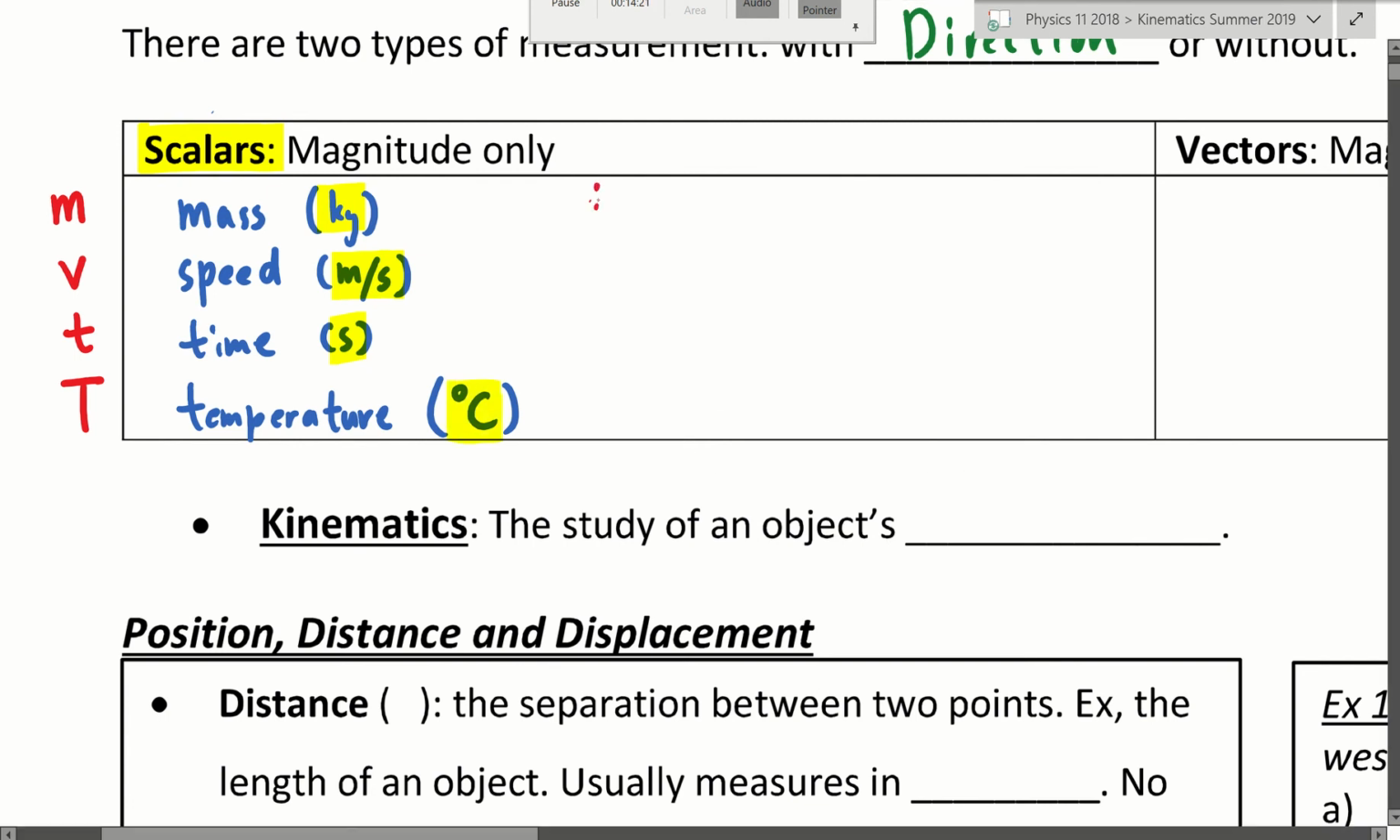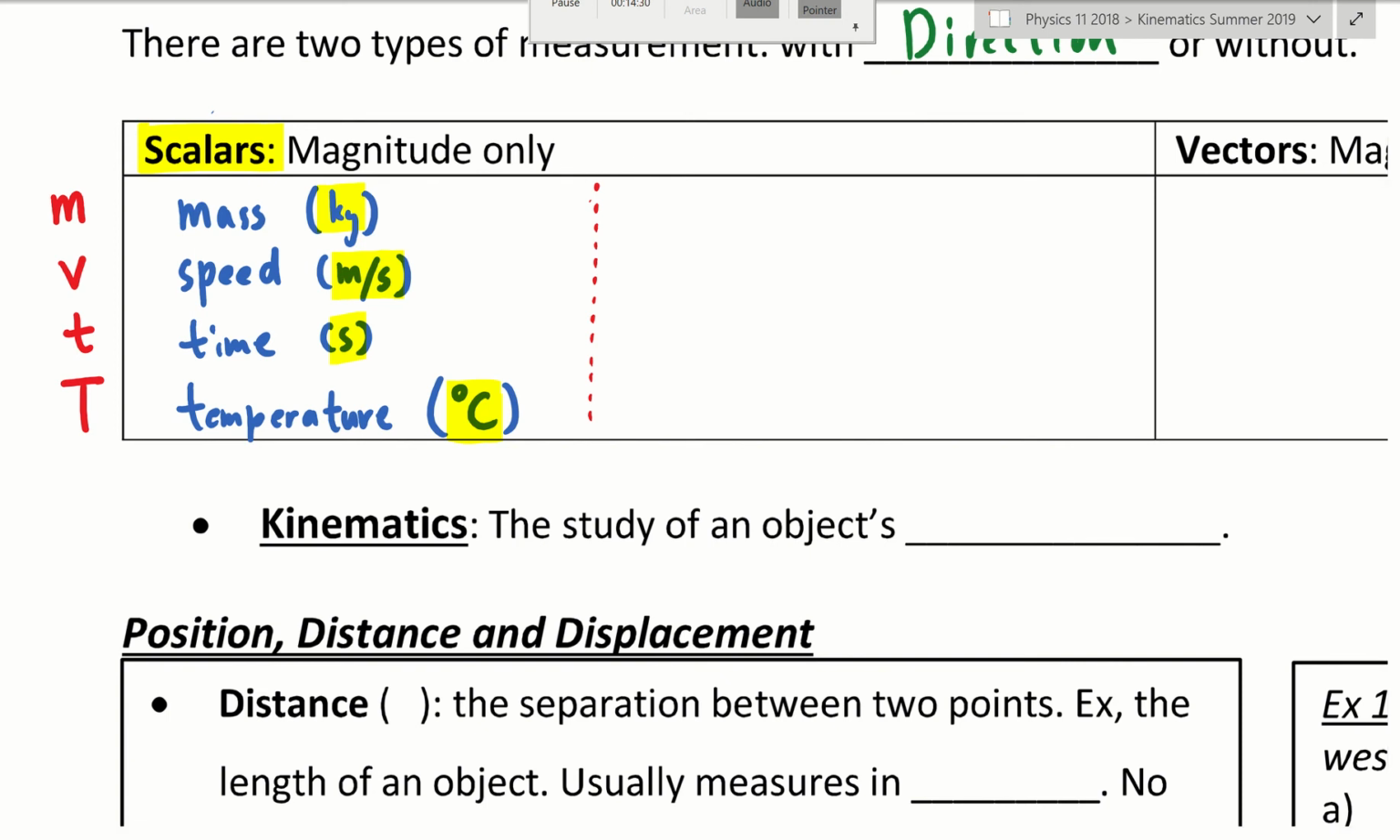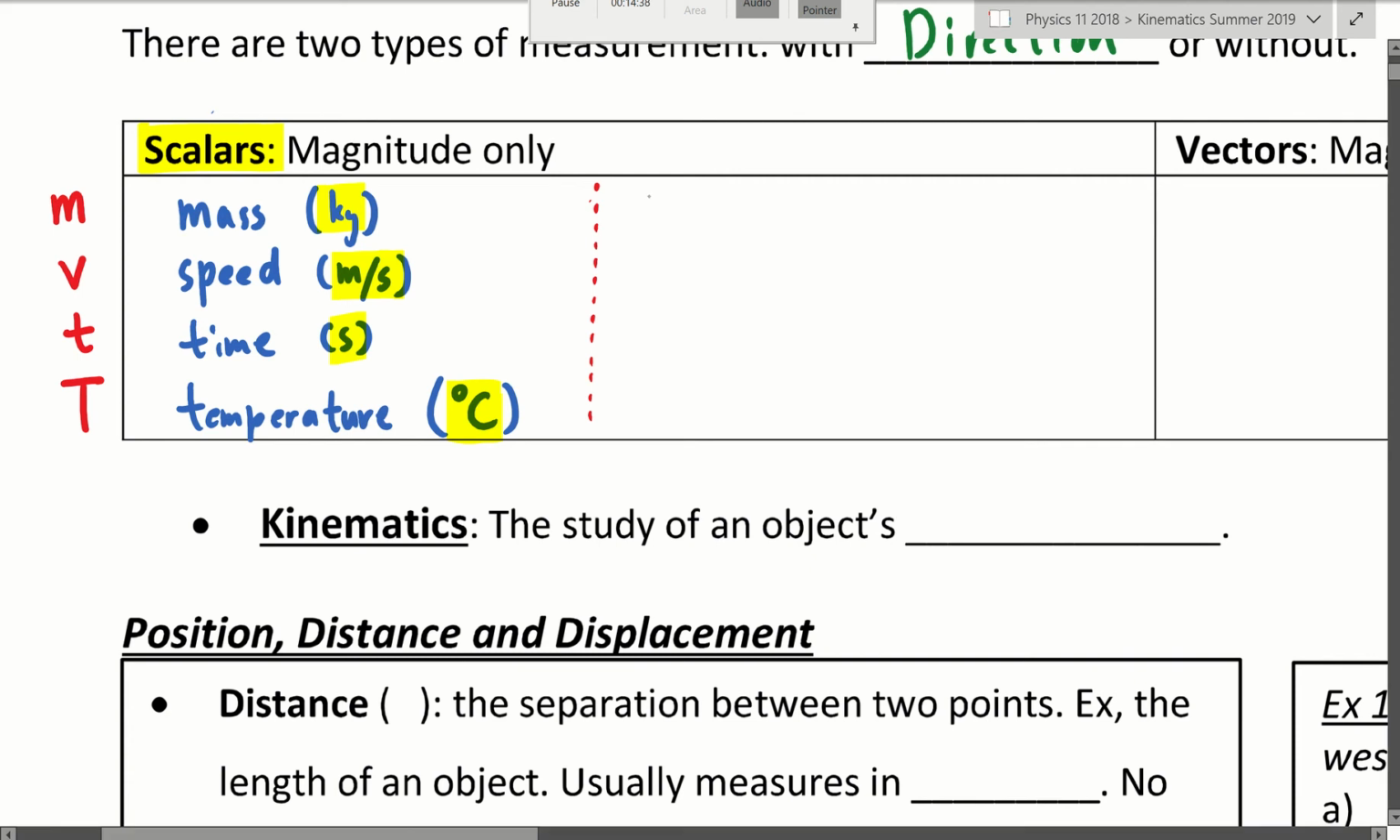We will have a chapter later on that talks about the thermal energy of an object, like the energy of the heat of an object, and we will use temperature in that chapter. Every single temperature has to be in degrees Celsius. Now, we have other scalar quantities which will come in later chapters.